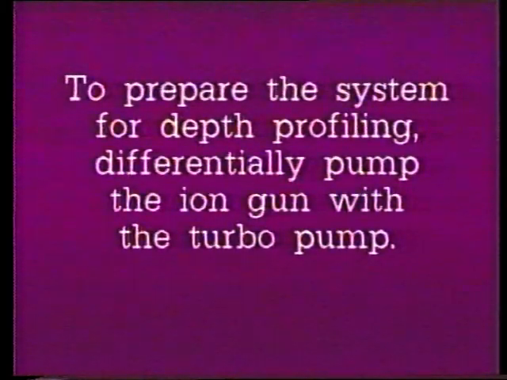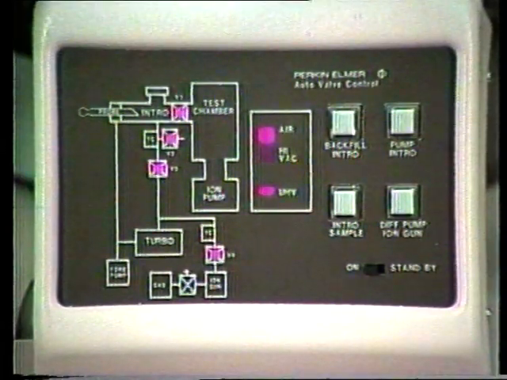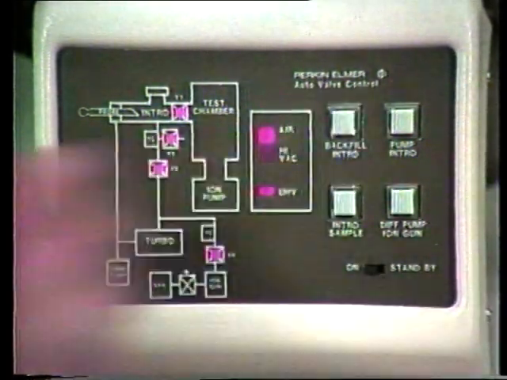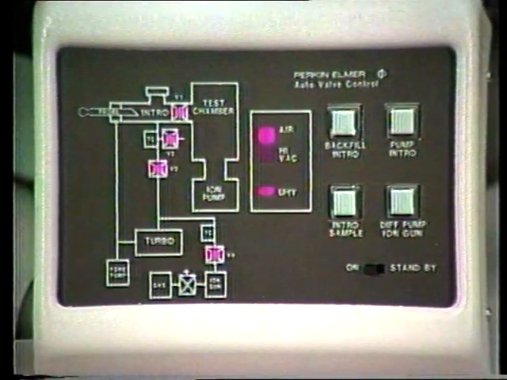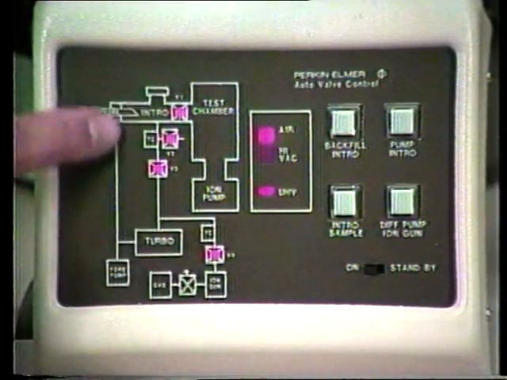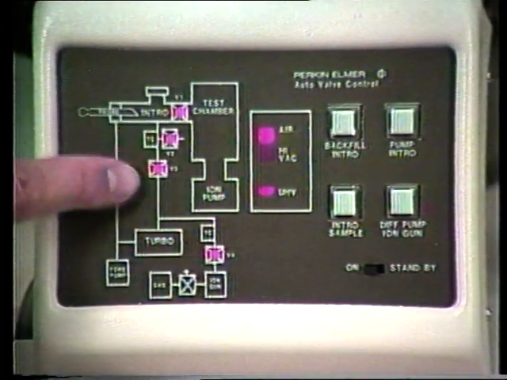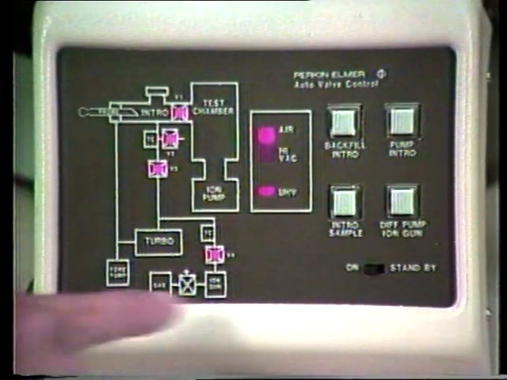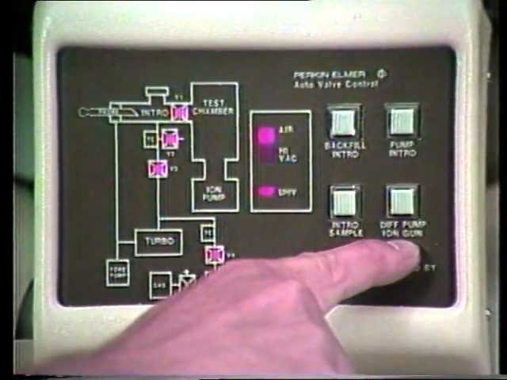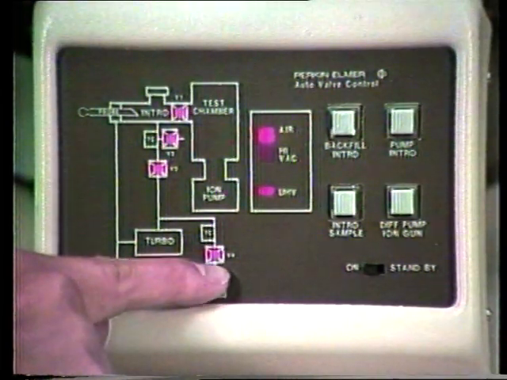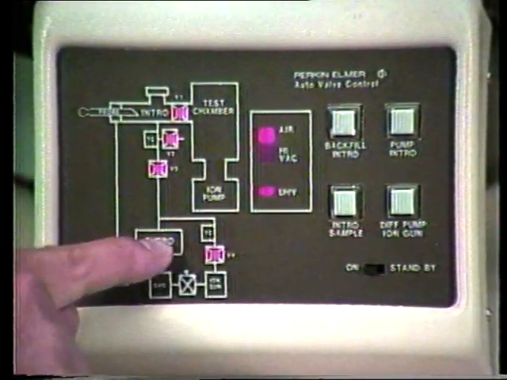The first step in preparing the system for depth profiling is to differentially pump the ion gun. That is, we want to be pumping the ion gun with the turbo pump. That is controlled with the auto valve control. Right now, all of the valves on the auto valve control are closed, indicated with red lights. What we would like to do is press the differentially pumped ion gun button, which will then open the valve between the ion gun and the turbo pump.